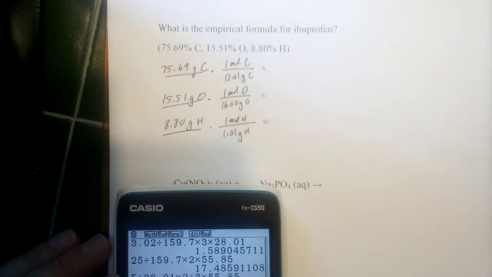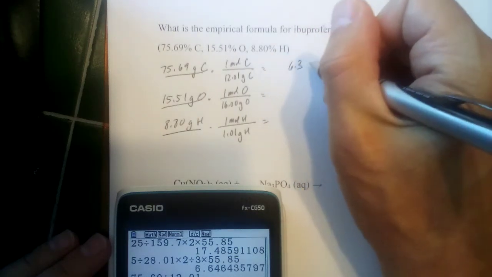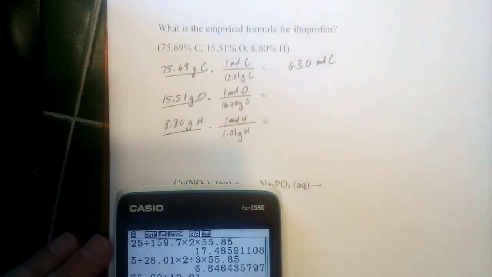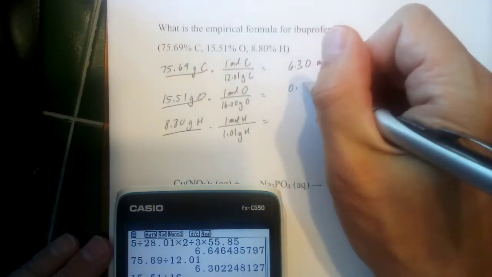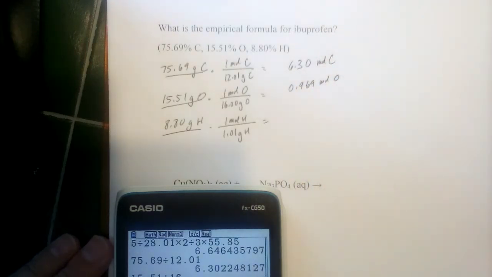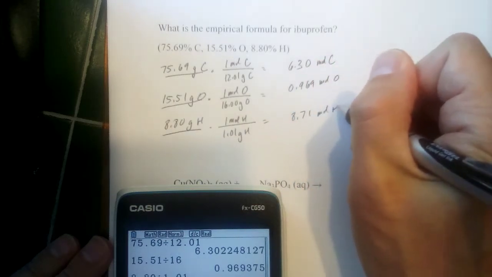So 75.69 divided by 12.01 is 6.3. So let's go at least 3 sig figs here. Moles of carbon. For oxygen, 15.51 divided by 16, that's 0.969 moles of oxygen. And then for hydrogen, 8.80 divided by 1.01 is 8.71 moles of hydrogen.